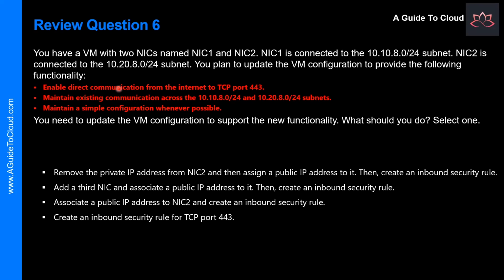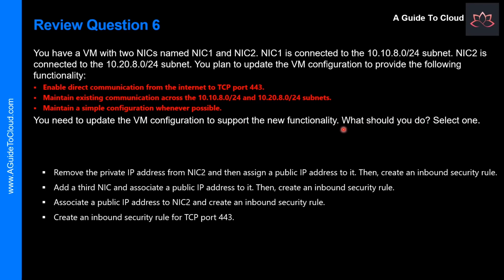The first configuration is to enable direct communication from the internet to TCP port 443. The second configuration change is to maintain existing communication across the 10.10.8.0/24 and 10.20.8.0/24 subnets, and maintain a simple configuration whenever possible. You need to update the VM configuration to support the new functionality.